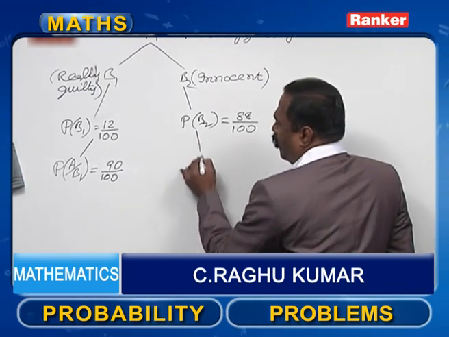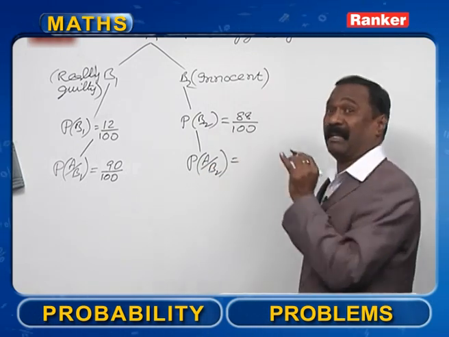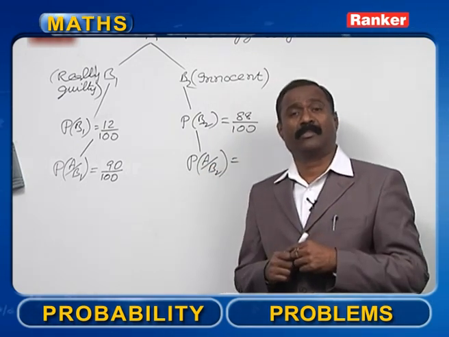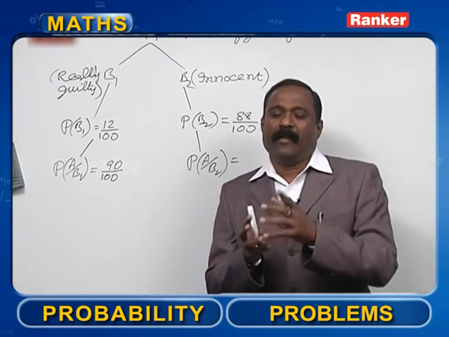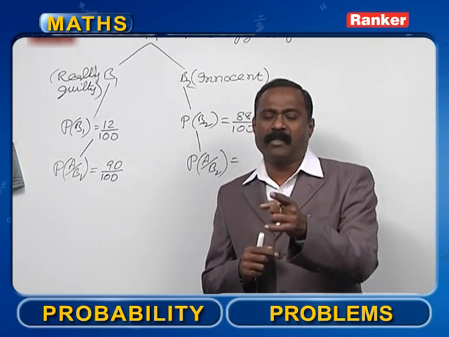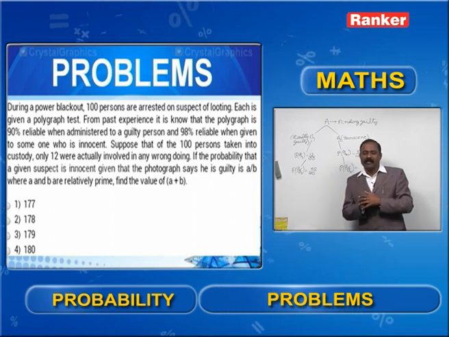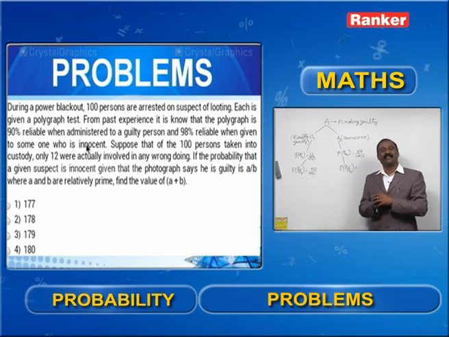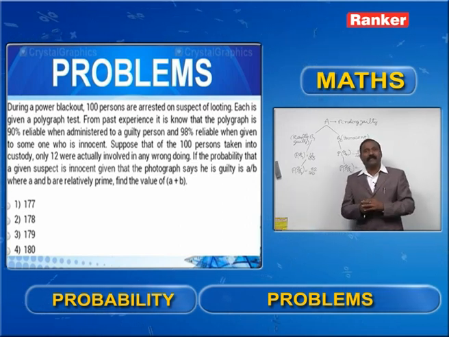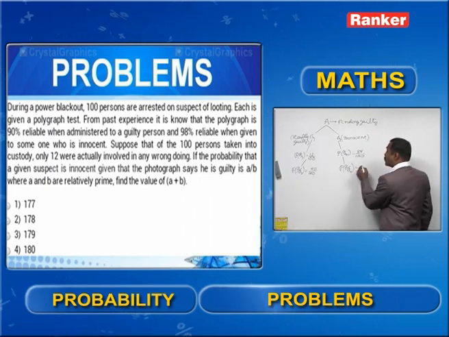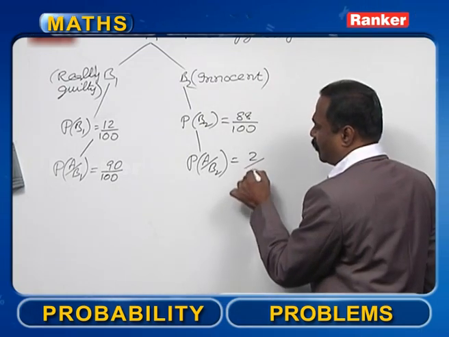And what is the probability that an innocent person is found guilty? Understand it carefully. In the same sentence, it is 90% reliable when administered to a guilty person and 98% reliable when given to someone who is innocent. It is 98% reliable when it is given to an innocent person. That means it goes wrong 2 times out of 100, that is 2% wrong, which is 2 by 100.